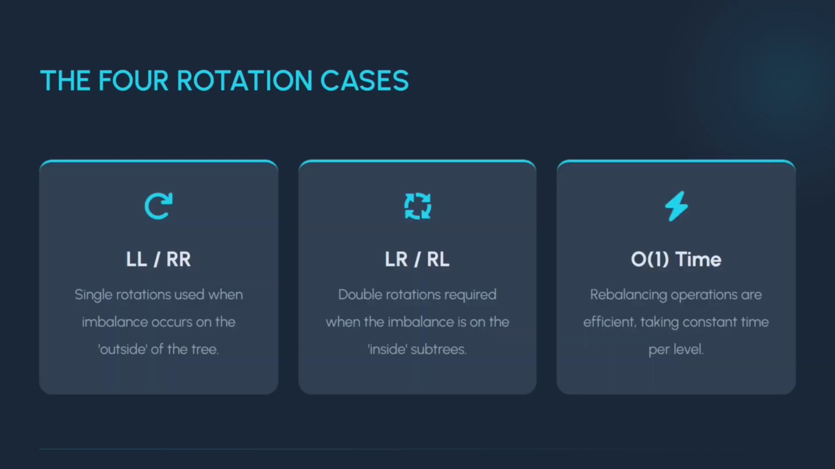For rotation cases, whenever the imbalance occurs, AVL tree performs rotation to restore balance. Four types of rotation are LL rotation, left-left rotation, RR rotation, right-right rotation, LR rotation, left-right rotation, RL rotation, right-left rotation.